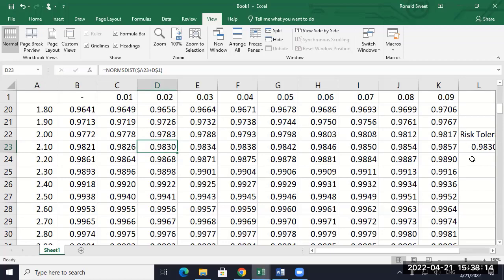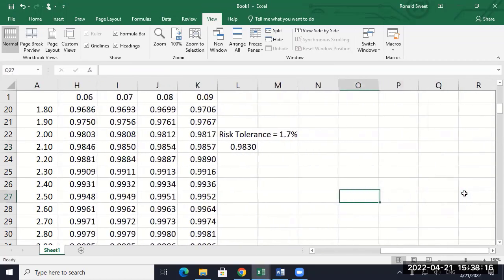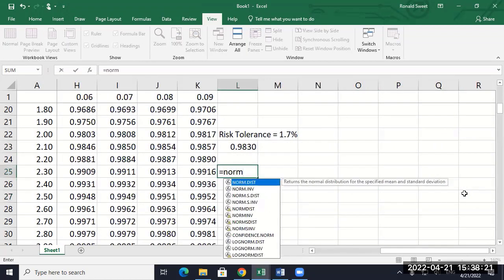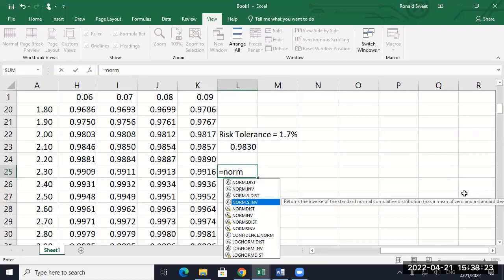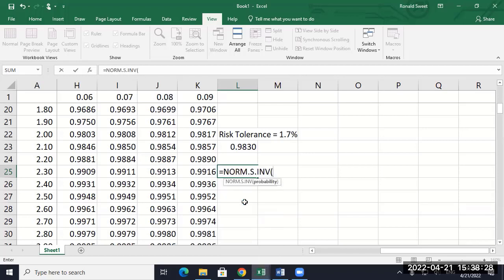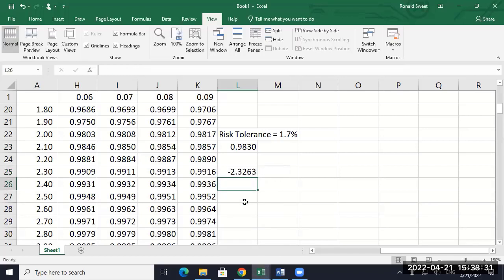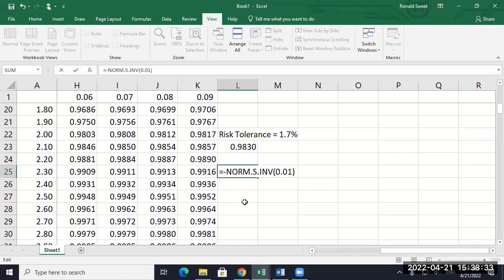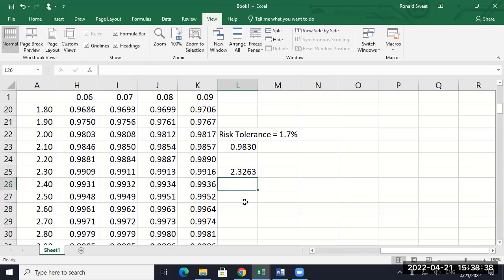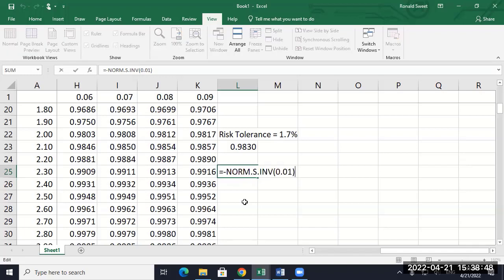Now on the application, I think I actually have you do equal norm.s.inv. I always get them mixed up. Yeah, if you do minus norm.s.inv and put your risk tolerance, then it will tell you how many standard deviations that is. So it's actually not 2.33, it's actually 2.3263. All right, so there are 2 formulas there.